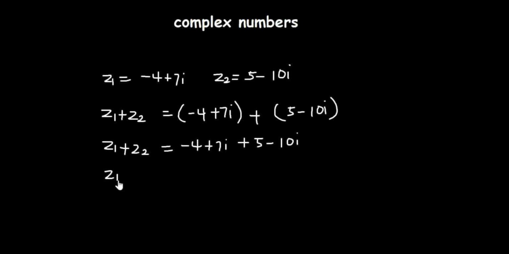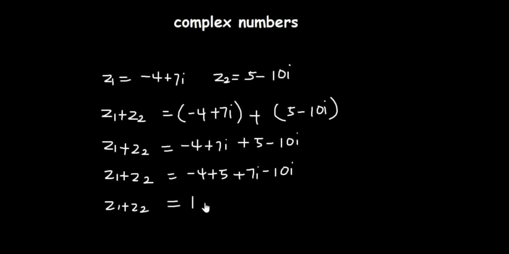So that gives me z1 plus z2 to be equal to the real part, which is minus 4 plus 5, and then the imaginary part, which is plus 7i minus 10i. So this will be equal to z1 plus z2, that will be minus 4 plus 5, that is 1, and then 7 minus 10, that is minus 3, so minus 3i. So this will be the answer for this.